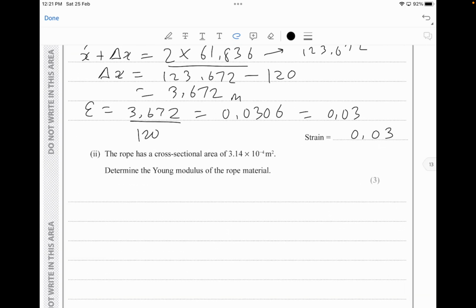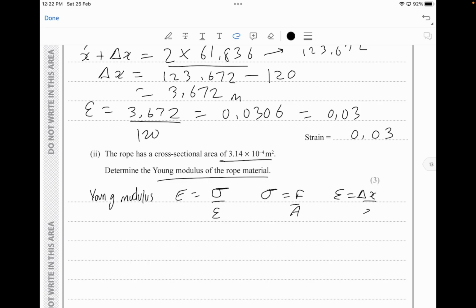The rope has a cross-sectional area of about that. Okay, and we have to determine the Young modulus of the rope. So the Young modulus in this case has a formula of E is equivalent to the stress over the strain. Okay, and we know that the stress is equivalent to force divided by A, and we know that the strain is equivalent to change in x divided by x.